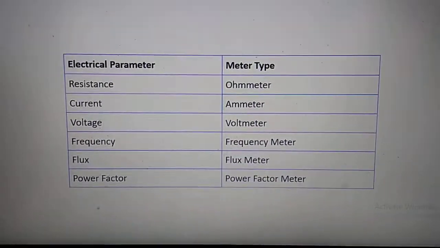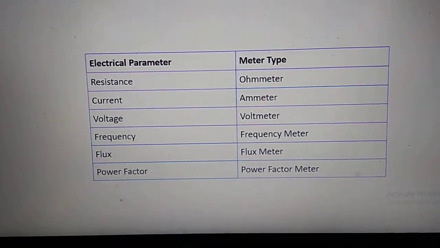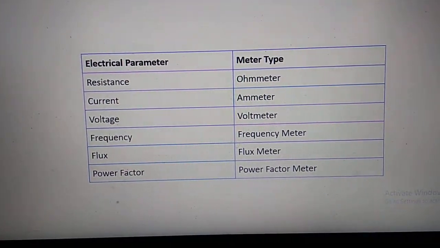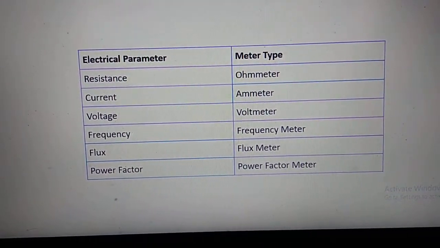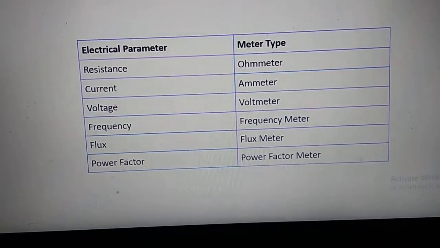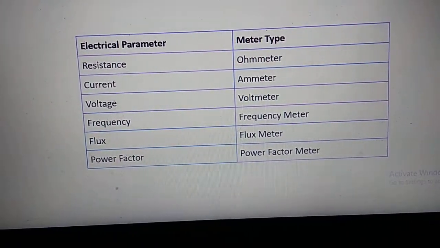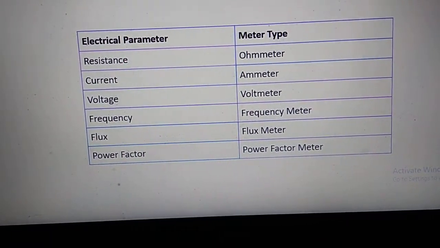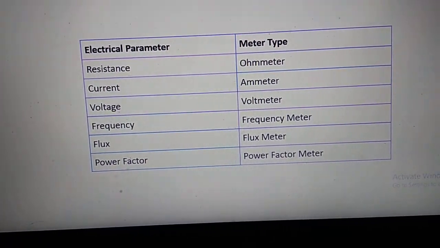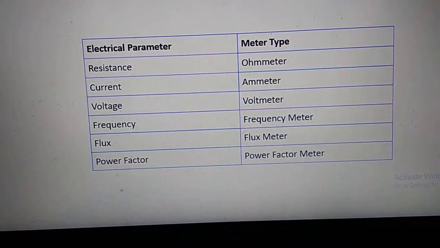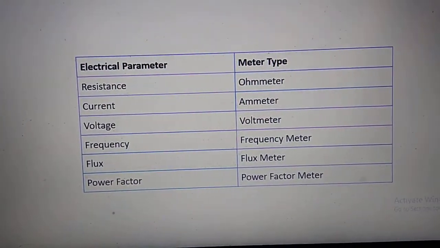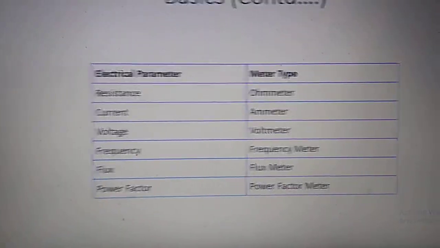Next, this is a table which shows what type of meters are used to measure certain electrical parameters. For resistance, we use ohm meter. For current, we use ammeter. To measure voltage, we use voltmeter. To measure frequency, we use frequency meter. To measure flux, we use flux meter. To measure power factor, we use power factor meter. And the meter that we use in the house to measure energy is the energy meter. We generally call it simply a meter, but particularly, it is known as energy meter.